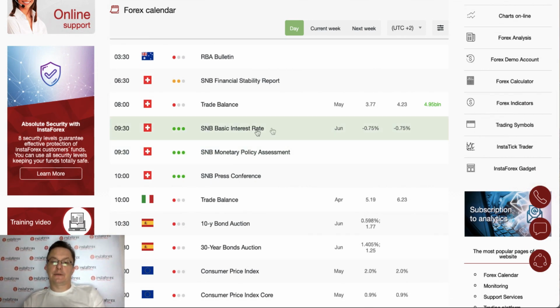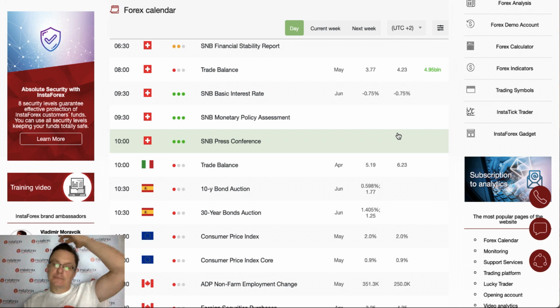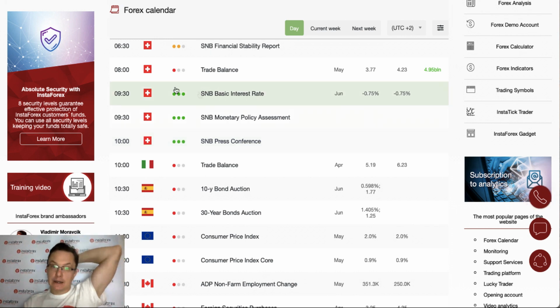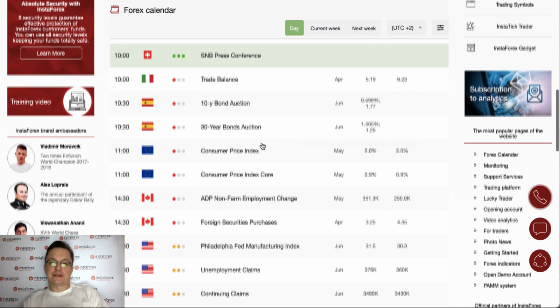Another important data today, the Swiss National Bank will announce today the basic interest rate. Please remember that the last reading was -0.75%, so it's very interesting to take a look at what the current interest rate is. Today at 9:30 this event is scheduled, and at 10 o'clock, the Swiss National Bank press conference.